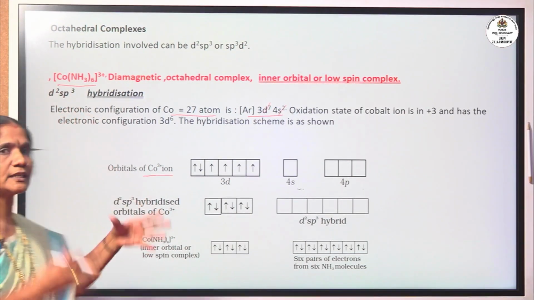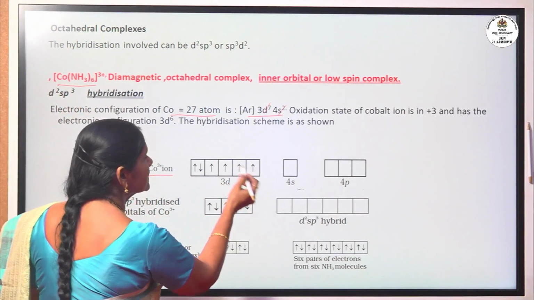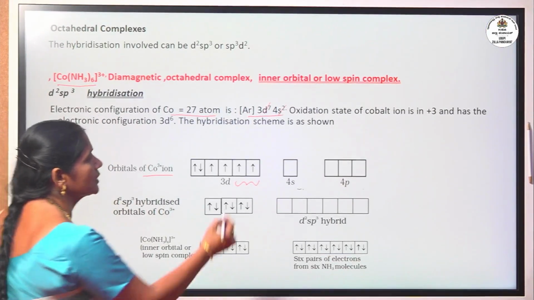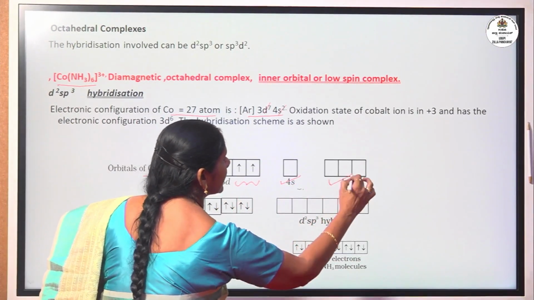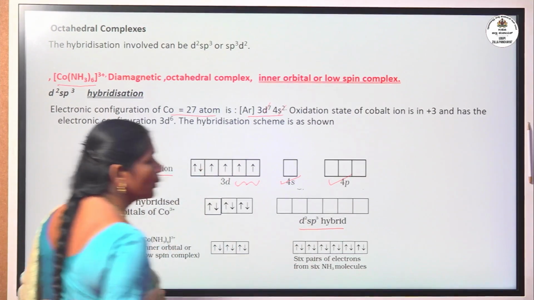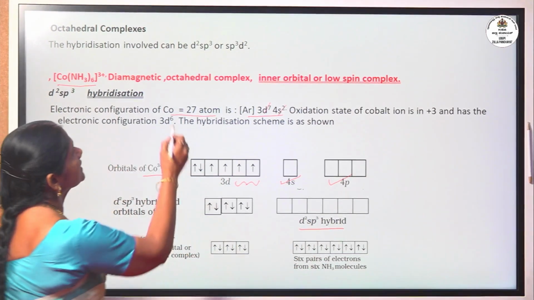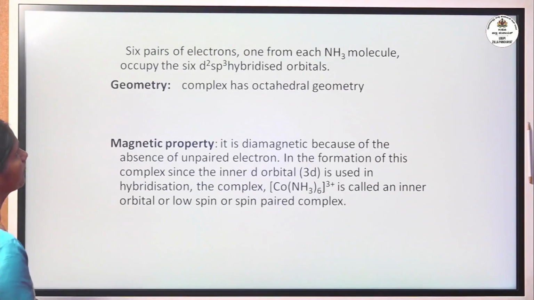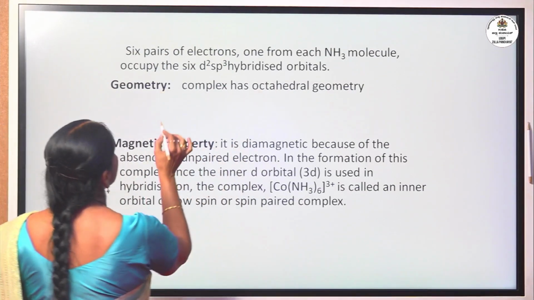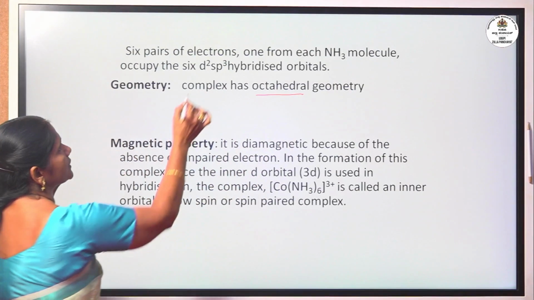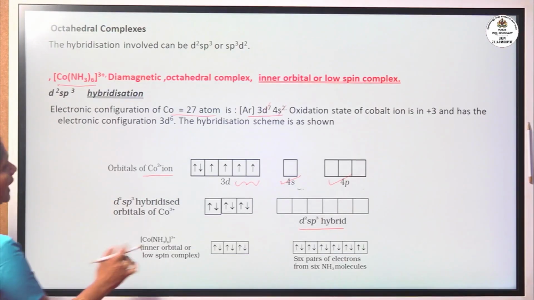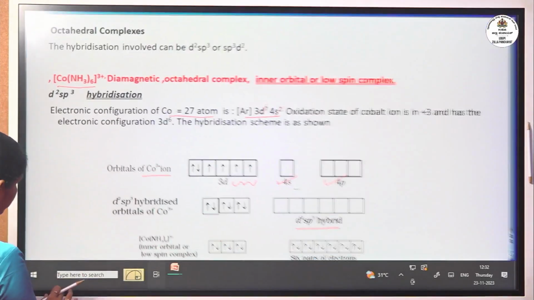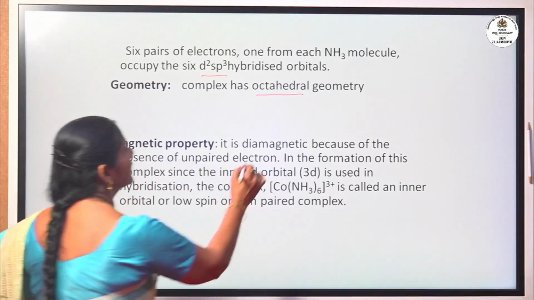The strong ligands forcibly pair the electrons, making 2 d orbitals available for hybridization. So, 2 d, 4s and 3p undergo hybridization to give d2sp3, 6 hybrid orbitals, to which the 6 ammonia molecules donate their electron pairs. Due to the 6 electron pairs, the geometry is octahedral, the hybridization is d2sp3, and because of pairing there are no unpaired electrons, so the magnetic property is diamagnetic.